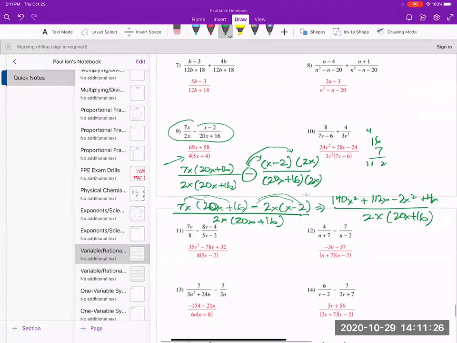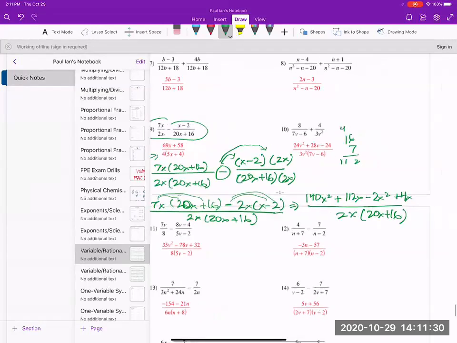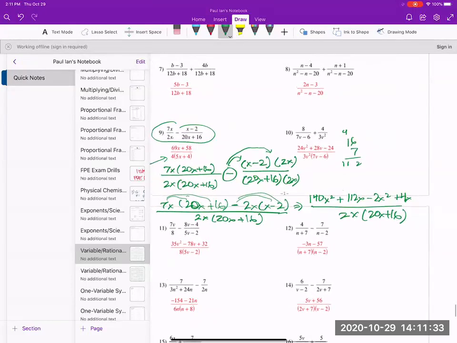Man, this one, they really simplified it really well. So let's see if we can minus that. So you have this first guy, which is 138x squared. And the other one is 116x divided by 2x, 20x plus 16. Okay, what do you do now to simplify this?